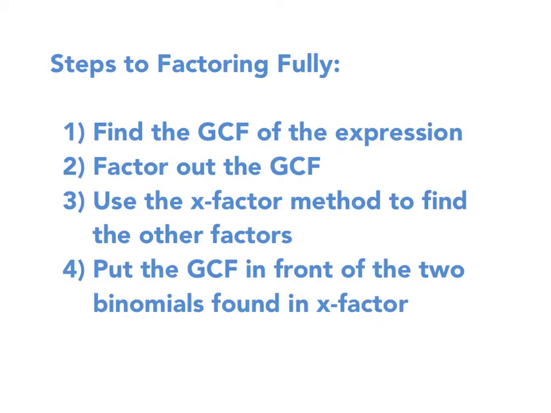So I need you to get down these steps for factoring fully. First you find the GCF of the expression. Then you factor out the GCF by dividing each term by the GCF. Use the X factor method to find the other factors once you have that simplified trinomial. And then you put the GCF in front of the 2 binomials that you found from X factor, like you saw in the last example.